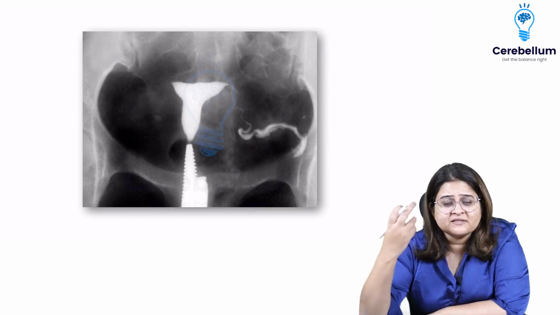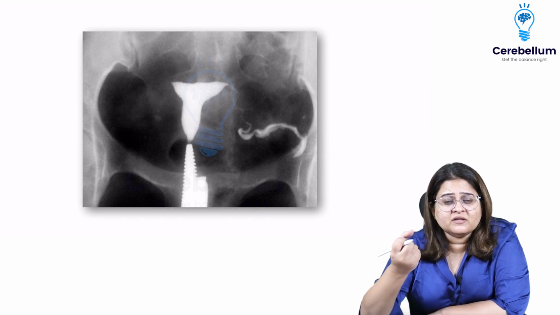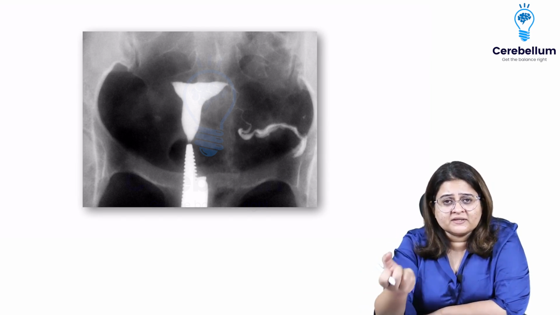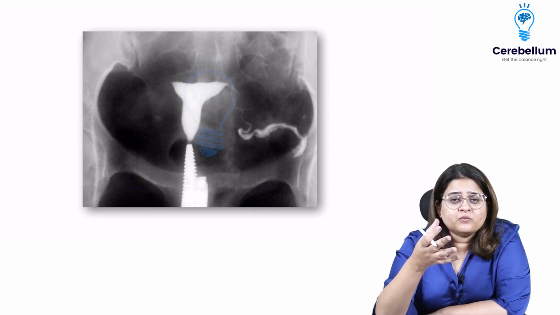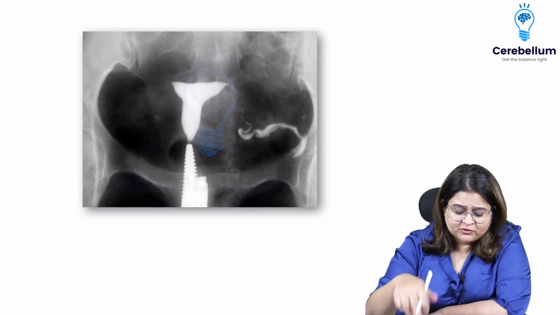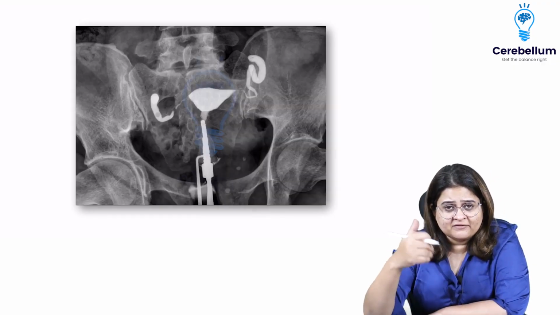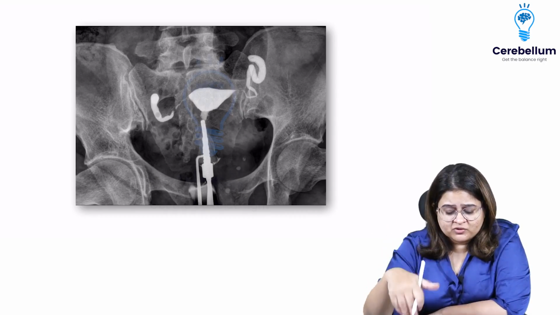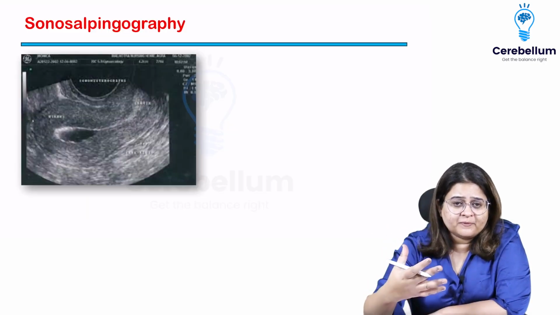That's why you can't see the dye going out, because it is done usually under local anesthesia or no anesthesia. But in laparoscopic chromotubation, you're actually seeing everything. So it's a confirmatory test. If the HSG is abnormal, we usually advise a laparoscopy and hysteroscopy to see what is the actual problem.